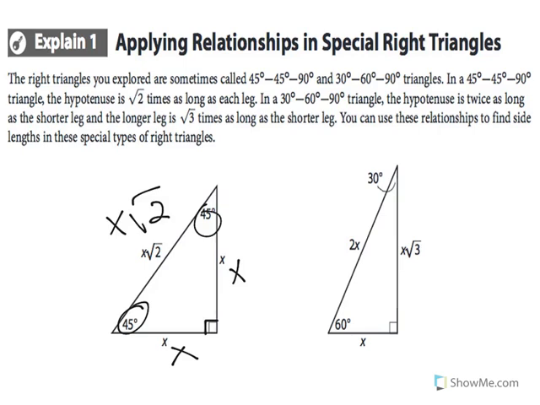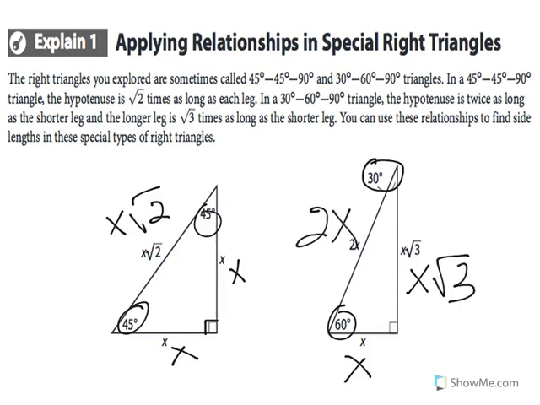In the 30-60-90 degree triangle, the hypotenuse is twice as long as the shorter leg, and the longer leg is radical 3 times as long as the shorter leg. You can use these relationships to find side lengths in each special type of right triangle. So this is the smaller angle, so the shorter leg is x, and this is 60, so this is the longer leg, x times radical 3. Then the hypotenuse is always 2 times x.